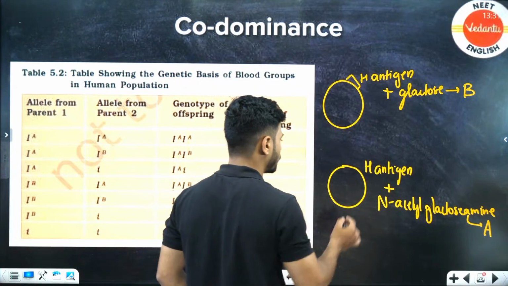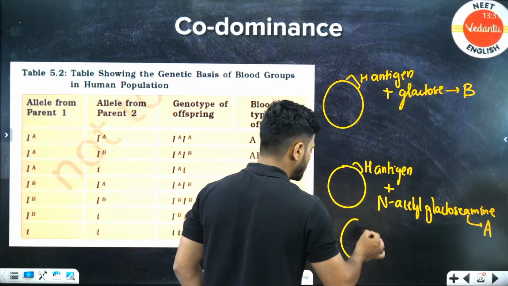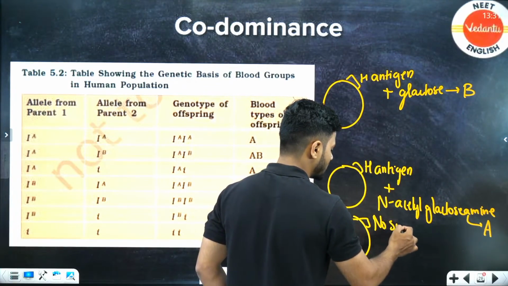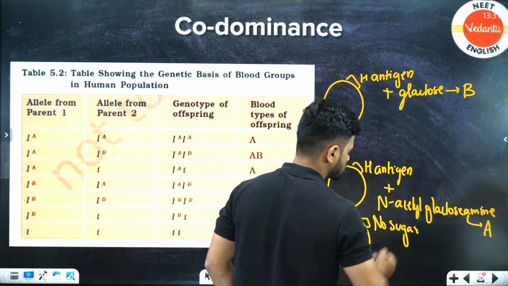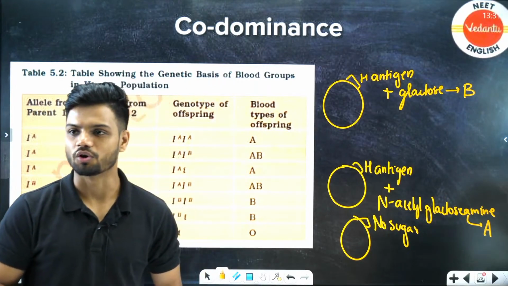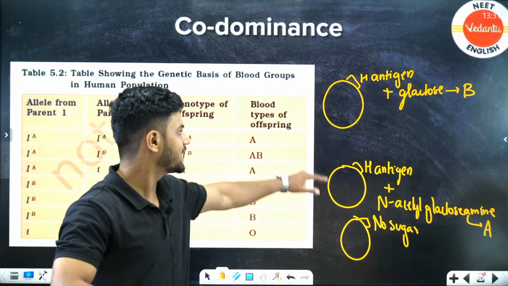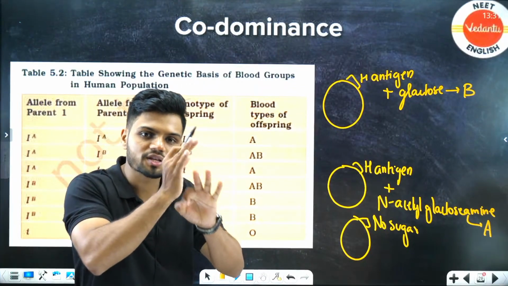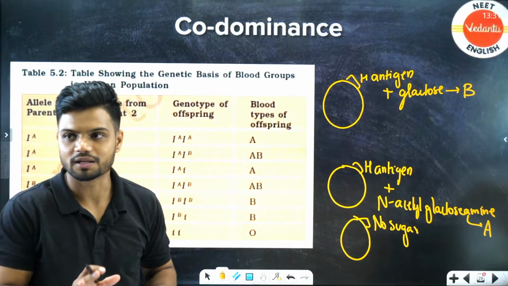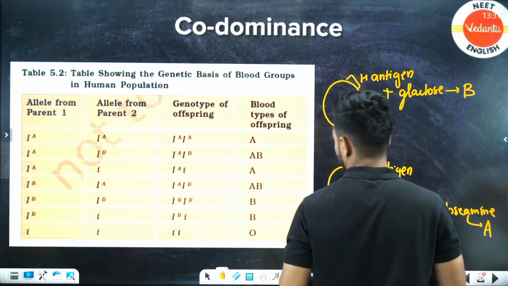Now what about in the case of O? In the case of O, there is no sugar. That is why it is called I naught. So the main difference between A and B is the slight change in the sugar. That's all.